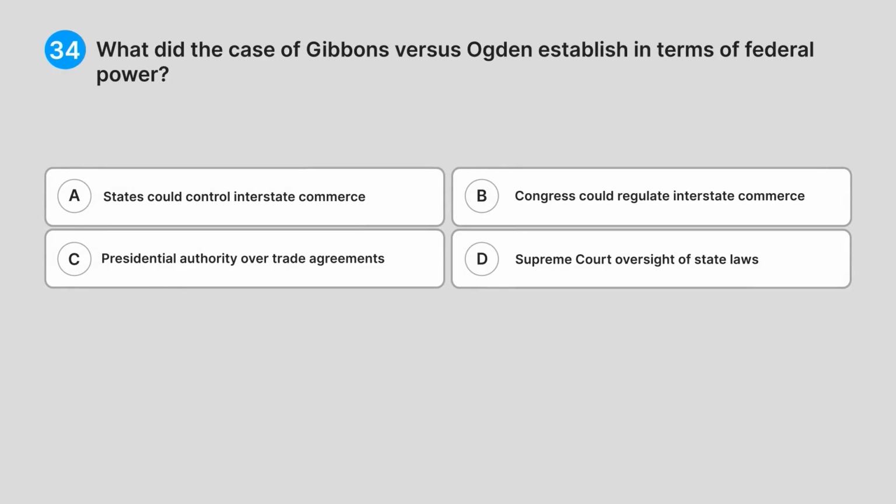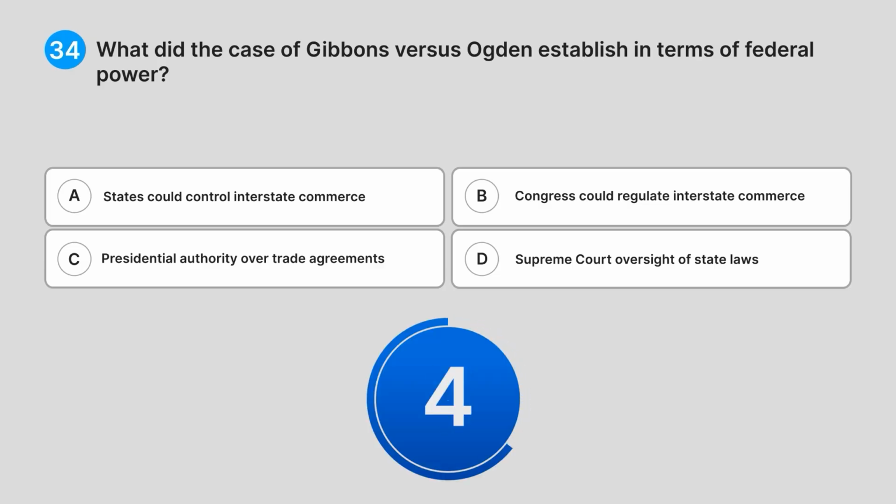34. What did the case of Gibbons versus Ogden establish in terms of federal power? A. States could control interstate commerce. B. Congress could regulate interstate commerce. C. Presidential authority over trade agreements. D. Supreme Court oversight of state laws. Do you know the answer?